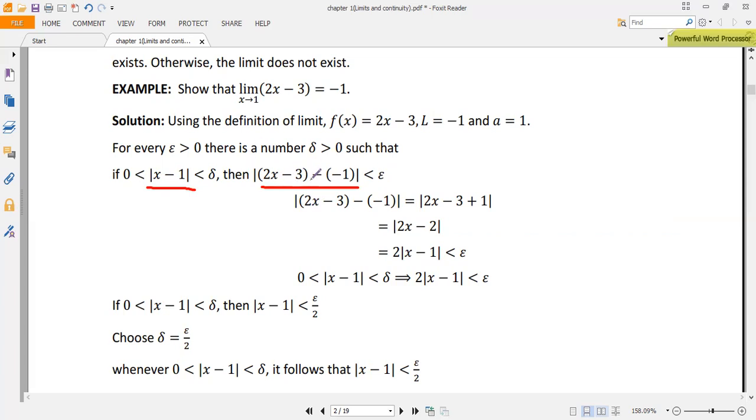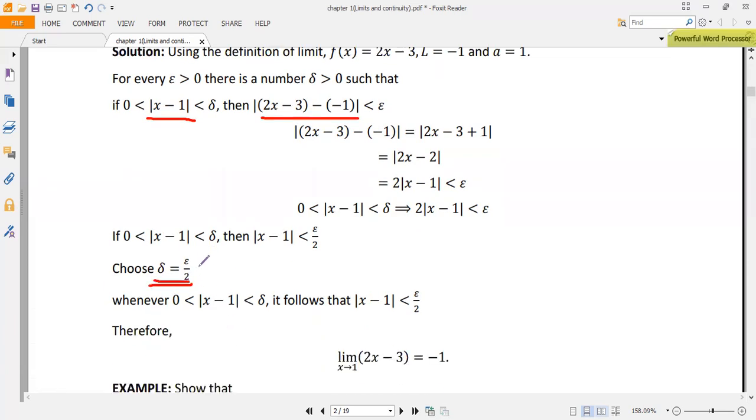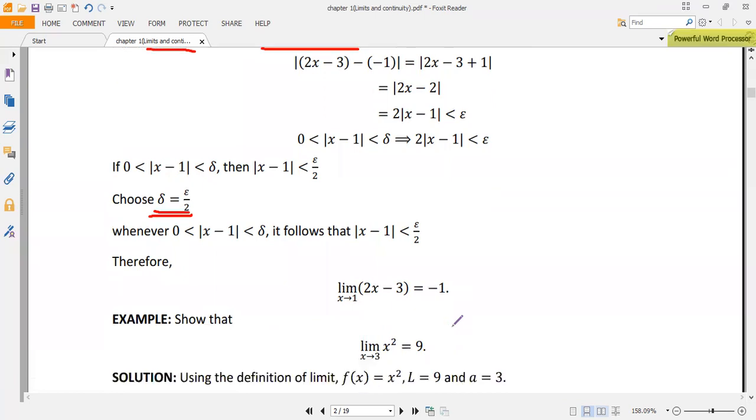Rearranging this side, the absolute value of 2x minus 3 minus (minus 1) is the same as 2x minus 3 plus 1, so it becomes 2x minus 2. Taking 2 as common, it becomes 2 times the absolute value of x minus 1 less than epsilon. Dividing by 2, the absolute value of x minus 1 is less than epsilon over 2, so we can choose delta equal to epsilon over 2. Substituting delta equal to epsilon over 2, we get that the limit as x approaches 1 of 2x minus 3 is equal to minus 1.